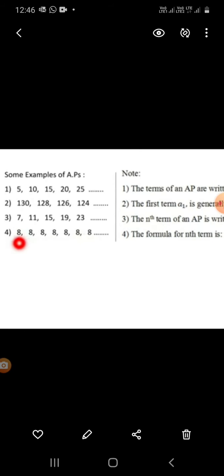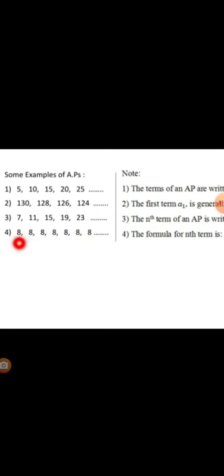Take this: 5, 10, 15, 20, 25. What is the common difference? 10 minus 5 is 5, 15 minus 10 is 5. Yes, it is an arithmetic progression. What is the first term? 5. A is equal to 5. What is the common difference? D is equal to 5. What is the last term? Is there any last term? No, it is an infinite arithmetic progression.